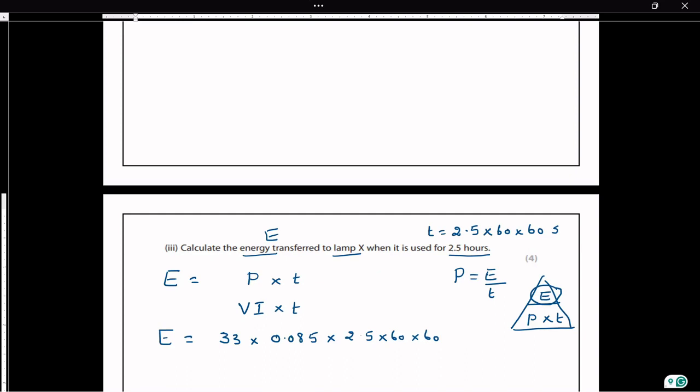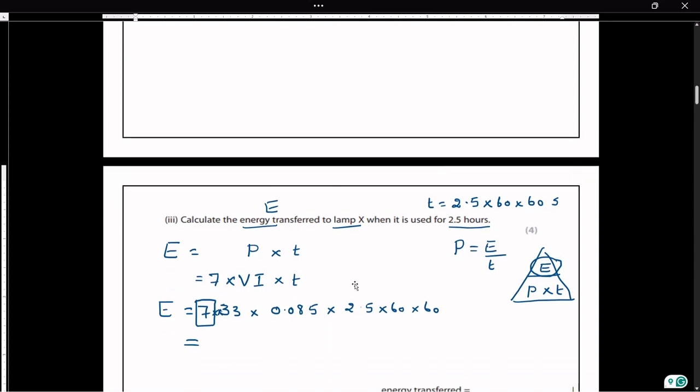But here don't forget to multiply with the 7, because it is asking what is the energy transferred to the lamp X. Lamp X has 7 bulbs. So multiply this with the 7. Don't forget the step. Multiplying with the 7 because there are 7 bulbs. So 7 times 33 times 0.085 times 2.5 times 60 times 60. Make use of your calculator to calculate. This will give an answer.